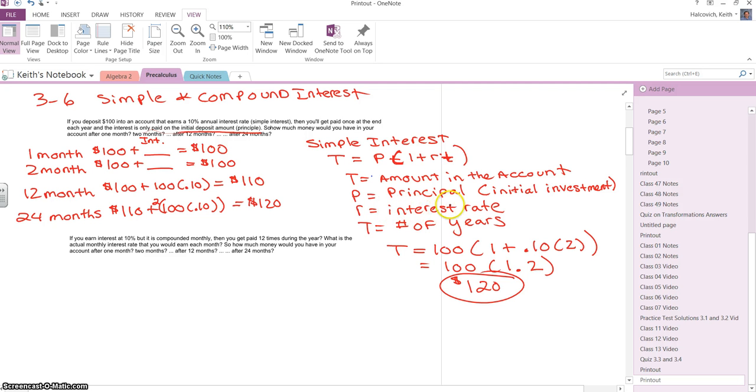Compounding interest is different. Compounding interest, the interest is earned on the amount of money in the account. So the interest that you've earned previously is included in that.